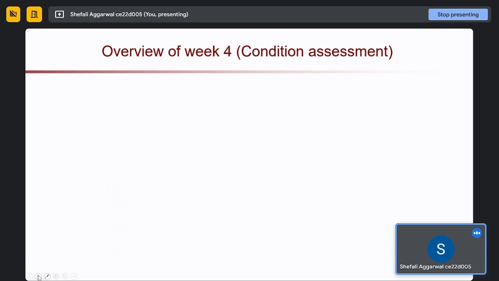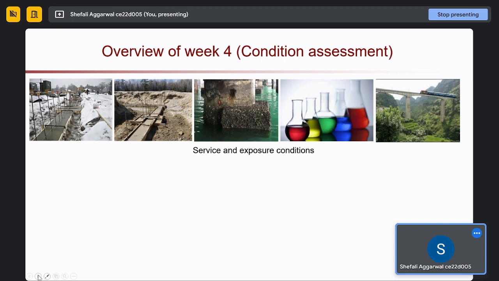So the next thing you might have studied this week is the condition assessment. The first thing about condition assessment is which factors affect it: service and exposure conditions, like cold and hot weather. Different types of temperature will affect the concrete. Next, moisture: how much moisture is there inside or nearby the concrete.